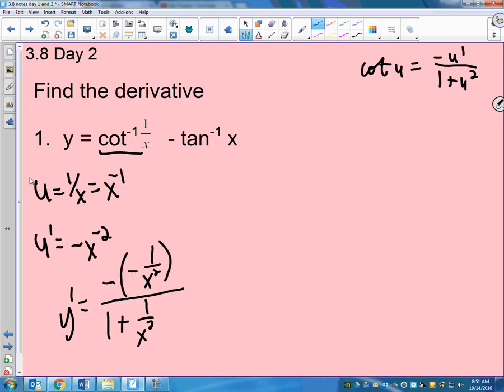And then this one is just tangent of x, which means that you could do u if you want. You could say u equals x, and then u prime just equals 1. And then those are like the first derivatives that we wrote out, where the derivative of this would just be minus 1 over 1 plus x squared.